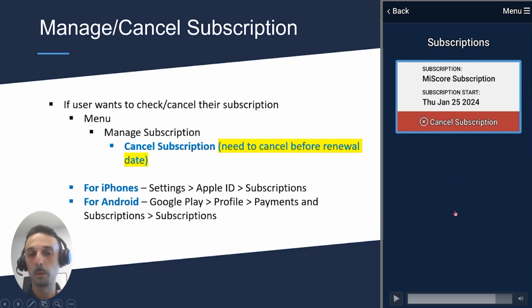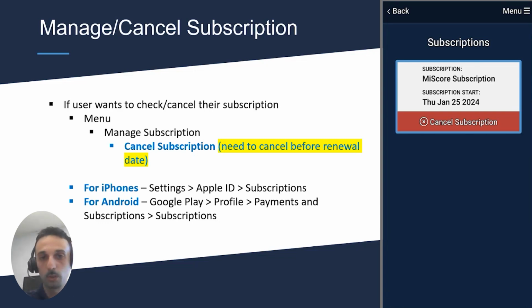If the member wants to see their exact renewal date, they have to go out of MiScore and into the Apple ID settings for an iPhone user, or Google Play if they're an Android user. And then if they go to the subscription section, they can see firstly their payment method and also which date the app will renew. And with the renewal, it renews automatically every year on the same date. So if someone wants to cancel, they have to cancel it before the renewal date because that payment will come out automatically.